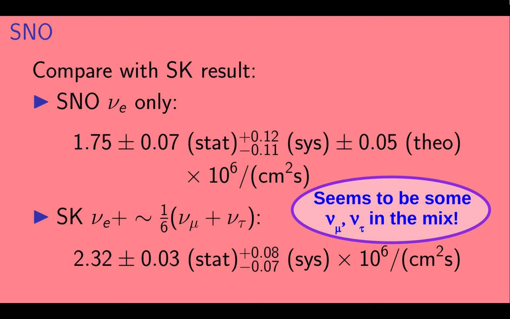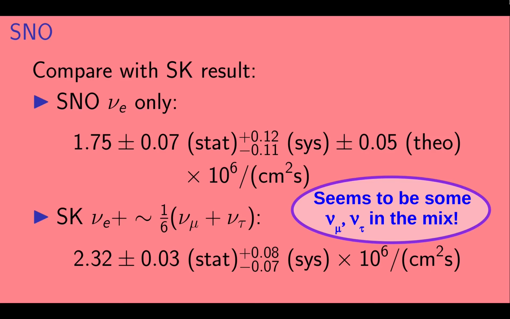So it appears that there are some muon and tau neutrinos in the mix. Furthermore, we can eyeball this to get an idea of the total neutrino flux. Both of these results are in terms of 10 to the 6 neutrinos per square centimeter per second. The difference between the numbers out front, that is the numbers 1.75 and 2.32, is about 0.6.